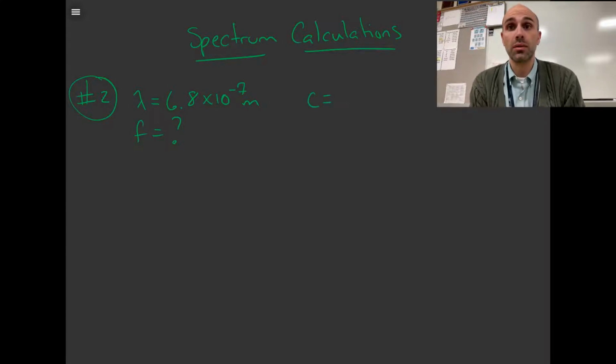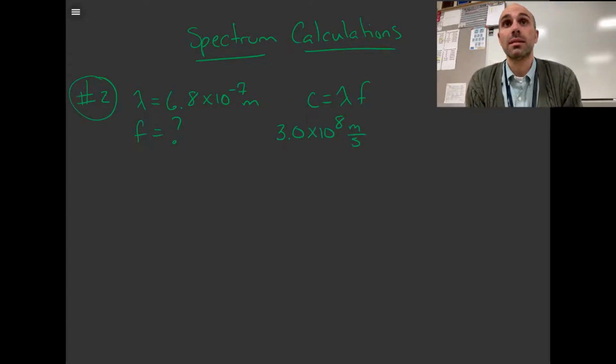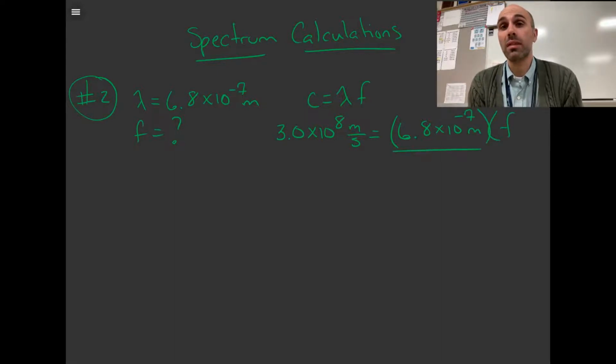First example we're going to do is question number 2. Our wavelength is given. It is 6.8 times 10 to the negative 7th meters.